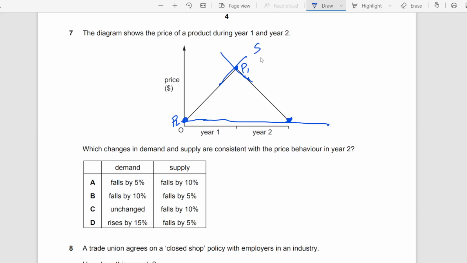What do we call it? No, it's supply. The supply should increase for the price levels to go down, or your demand should fall for the price level to go down. In either of these cases, you reach this point P2. Let's see what are the options that we have.